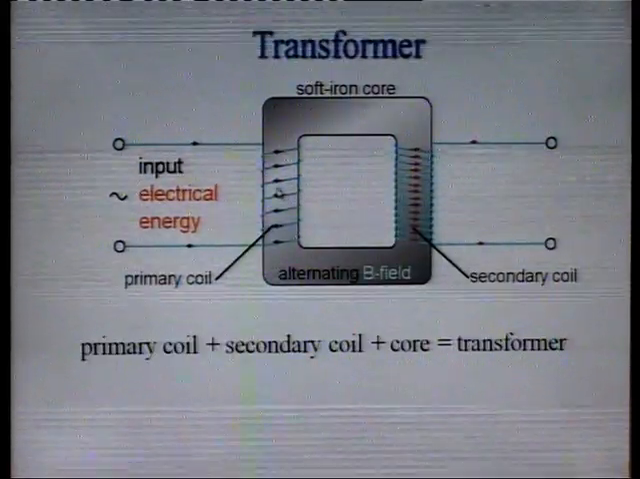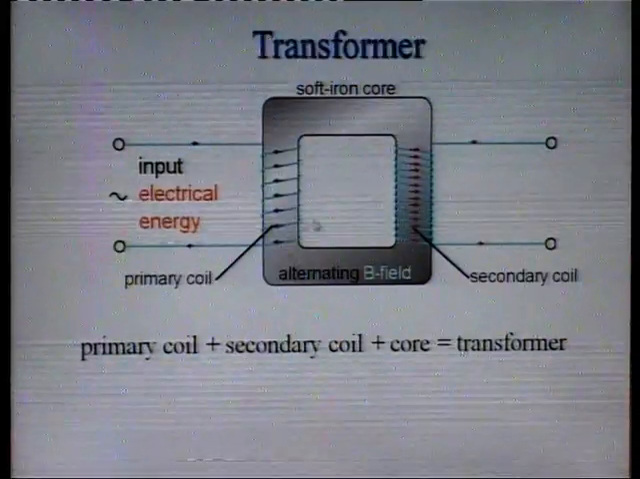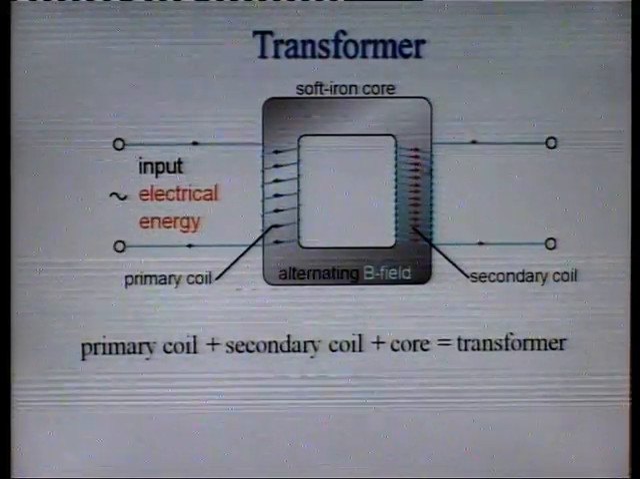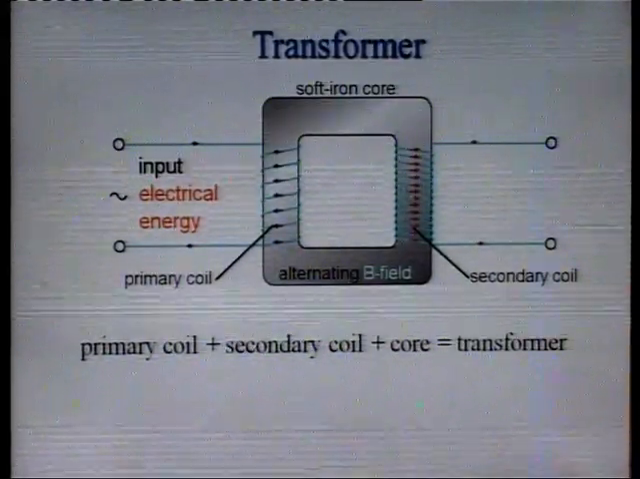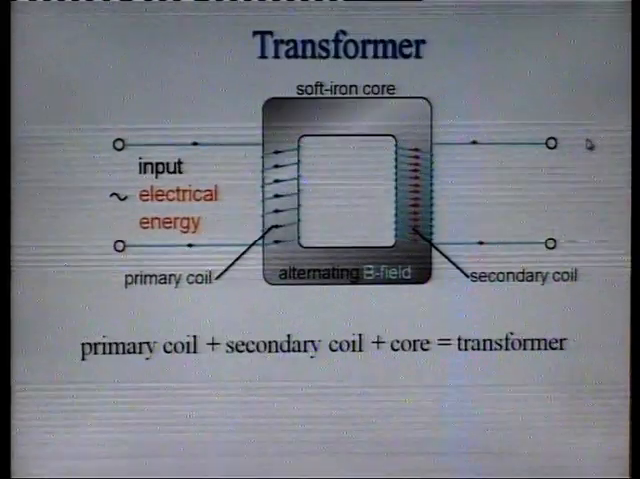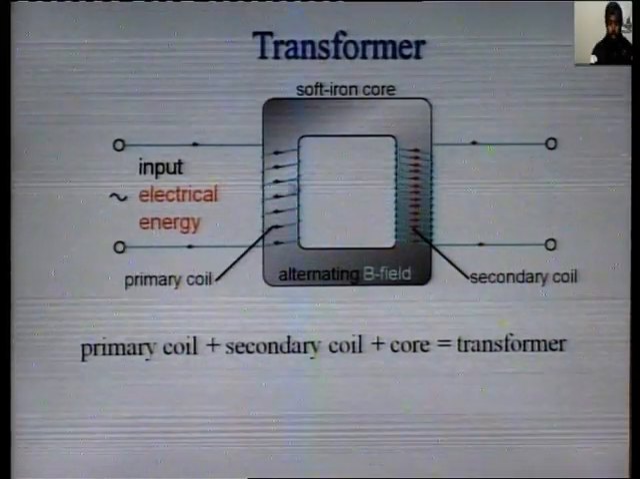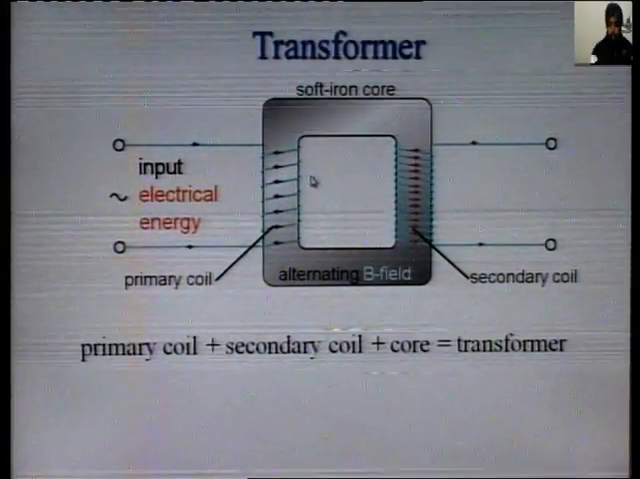So the flux which flows in the core links with the secondary side, and whenever this flux links with the secondary side, then EMF will be induced in the secondary coil and current will flow in the secondary coil. And the flux which links with the air is called leakage flux. That flux is not useful.